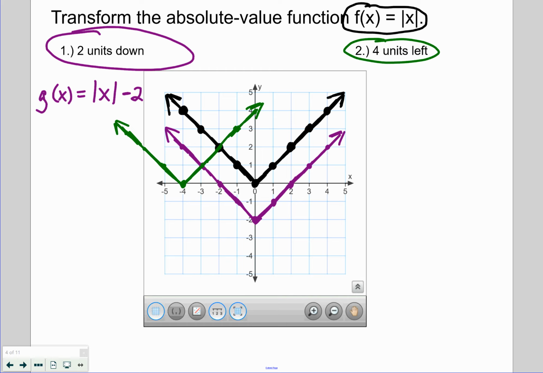So I'm going to use the next letter after G, h of x. Okay, now here's where it gets tricky, so be careful. You ready? We said 4 units to the left. If I move 4 units to the left, in my brain I'm thinking that's negative 4. So watch how I write it when I write down this shift of 4 units left.